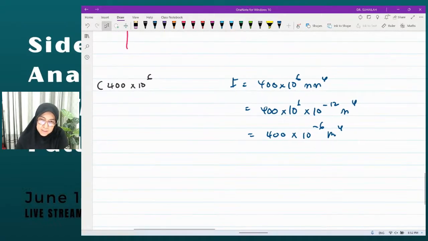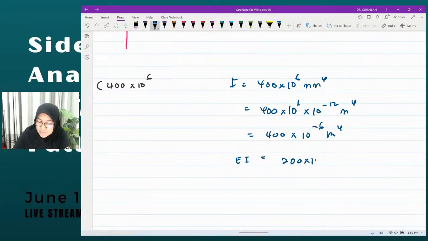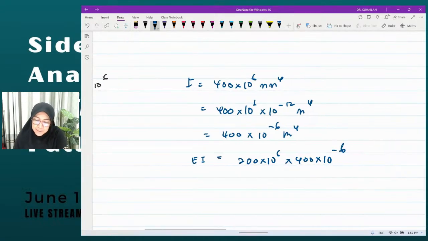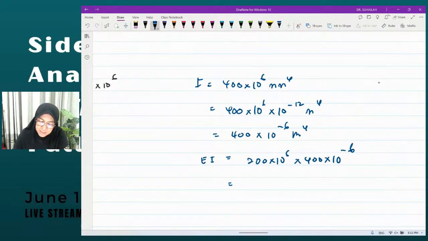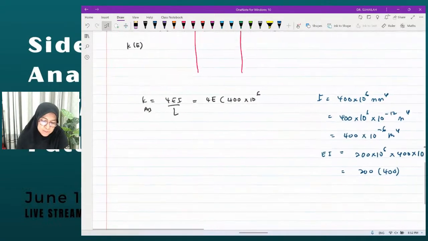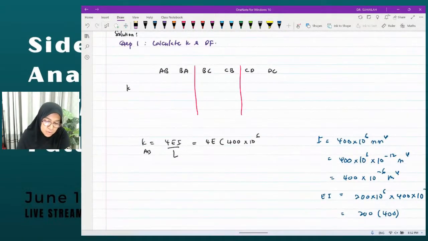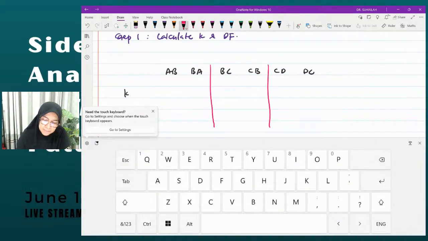If you want to multiply by the E value directly, it doesn't matter. You can also do that. So we can get EI, which is equal to 200 times 10 power of 6 times 400 times 10 power of negative 6. From this we get 200 times 400. So let's just calculate by considering all of it, and we get K.